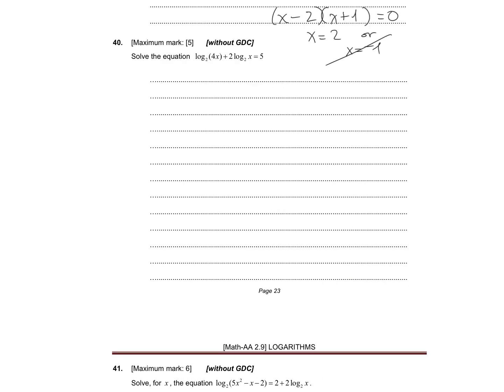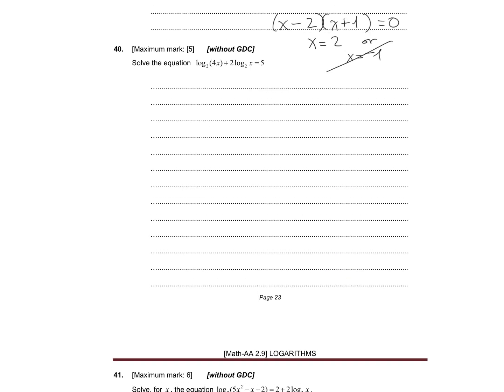Okay, 40, we need to get those together. So it's going to be log base 2 of 4x, that 2 pops up, so times x squared equals 5. And then we're going to have 2 to the 5th equals 4x cubed. So that's going to be 32 over 4 is x cubed, so 8. So x is 2.